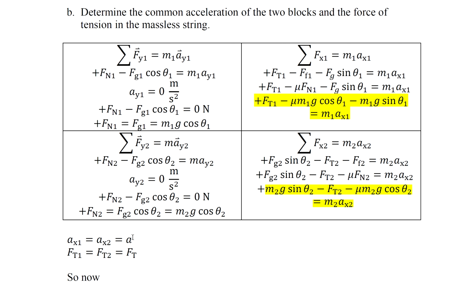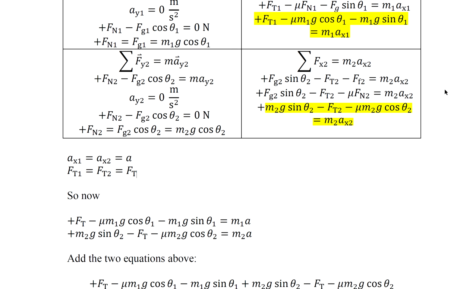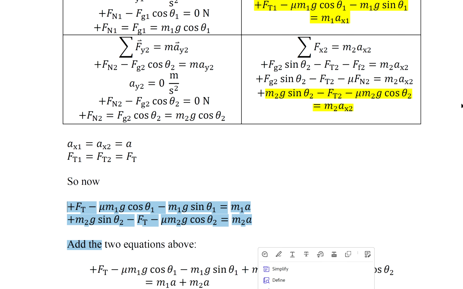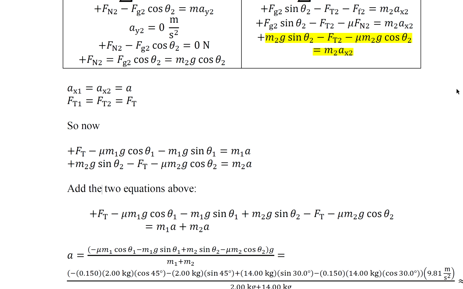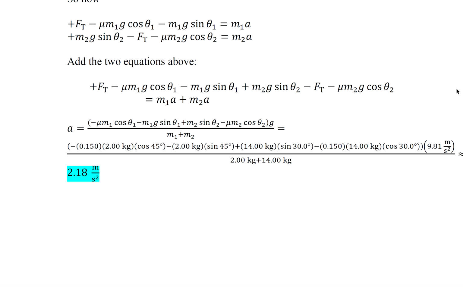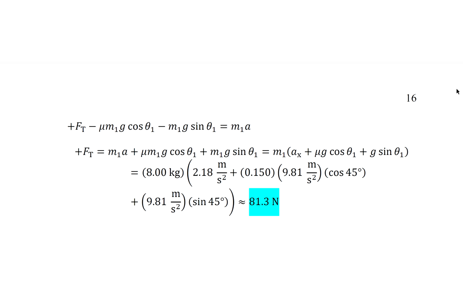We know that they have the same acceleration and the same force of tension, so that gets rid of some variables. So now we have these two equations. Add them up. We could eliminate force of tension and solve for acceleration. And then we could substitute back into one of the original equations to solve for force of tension.